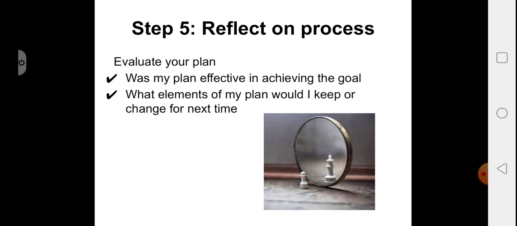Step 5 is reflect on the process. You have to evaluate your plan. Was my plan that effective in achieving the goal? Were there any loopholes in that? How can I change it for the next time? How can it be better?